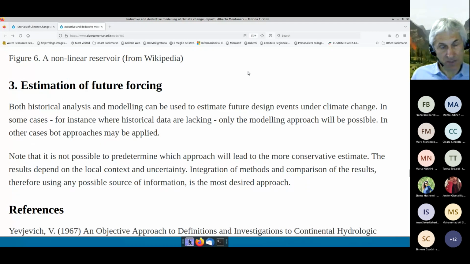And with that, give me 30 seconds. We discussed inductive versus deductive approaches. What is best? There is no unique answer, like there is no unique answer to the impact of climate change over a specific context. There is no unique answer because depending on data availability, depending on the kind of impact that you are studying, depending also on the resources that you have at hand and the time that is given to you to complete your task, it may be preferable to use one approach rather than the other one.